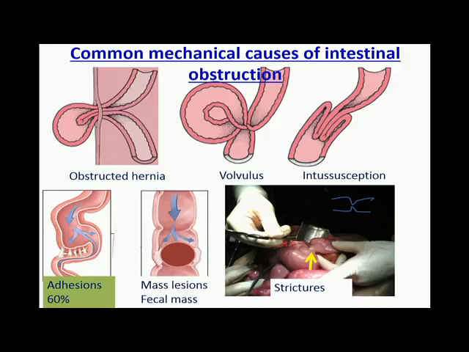It can cause complete obstruction, yes. It can be partial or complete, depending. Then, yes, any mass lesion can cause obstruction. So it can be a tumor, a fecal mass, some foreign body. Rarely gallstones can cause obstruction. And strictures, benign or malignant, can cause obstruction. So all these are common causes of mechanical or dynamic obstruction.